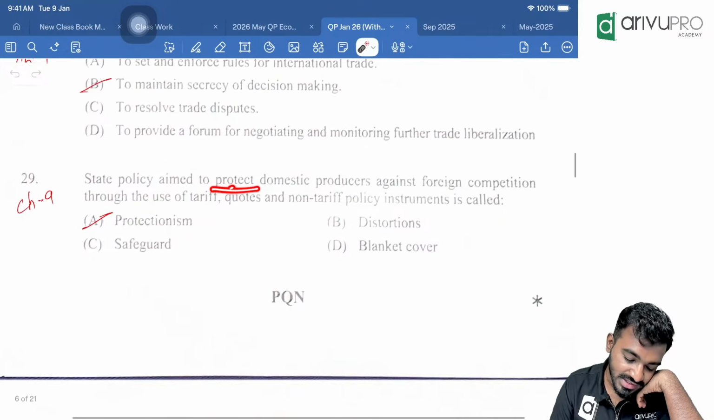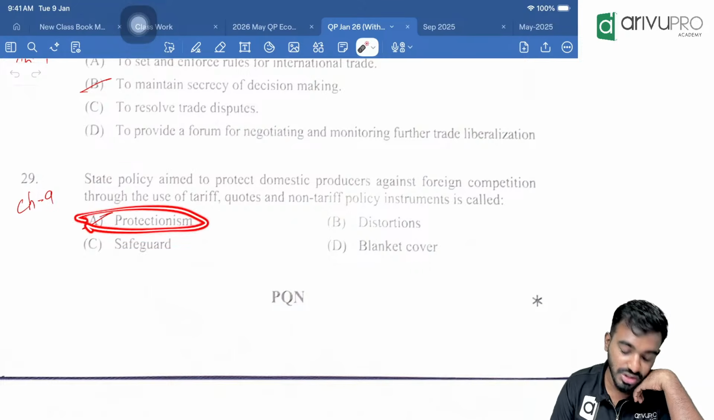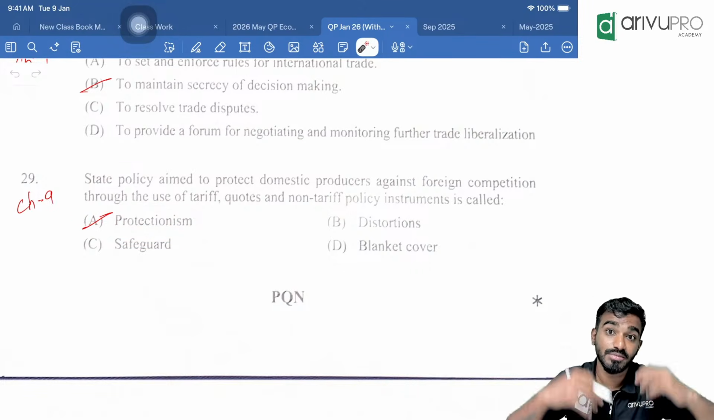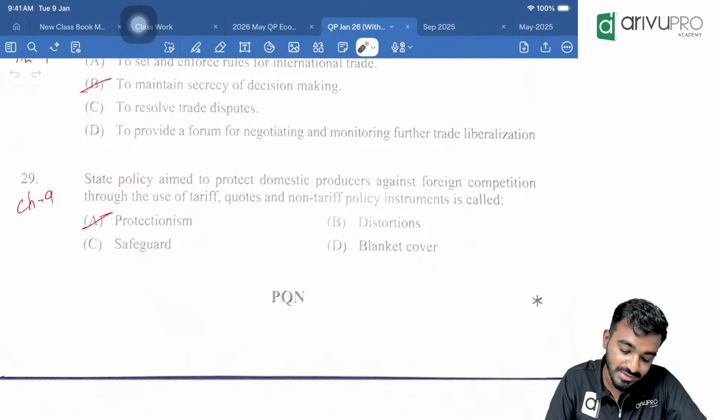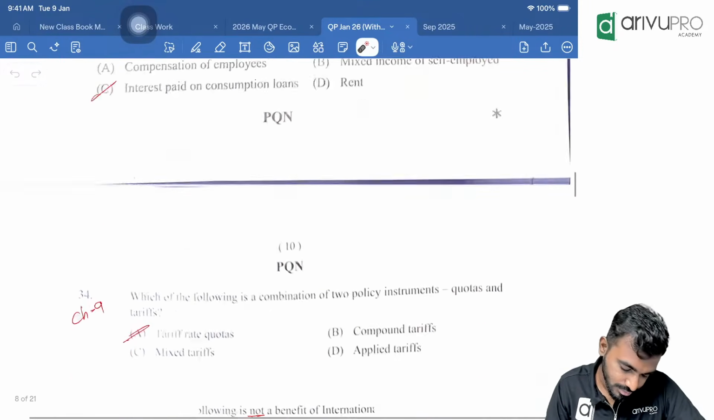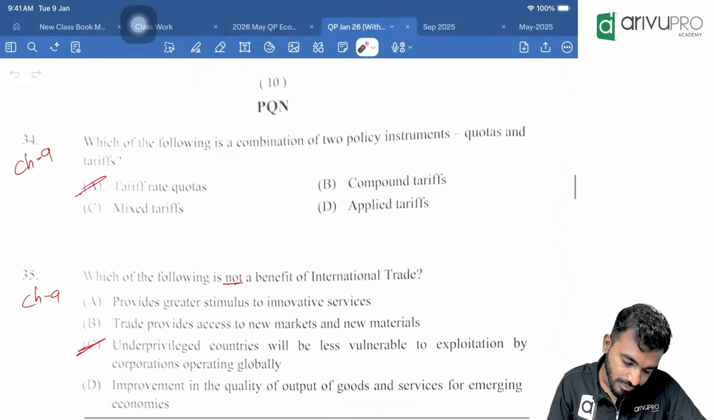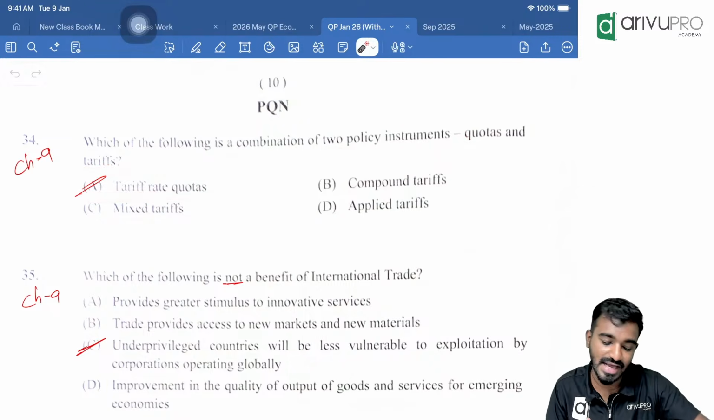Now, state policy aimed to protect the domestic producers against foreign competition through the use of tariff, quota or non-tariff measures is called protectionism. We try to protect our domestic players from foreign competition. So as a state policy, the country's policy is to protect the domestic players. That is called protectionism. That is there in the initial theory part. Okay, which of the following is the combination of both quantity as well as tariff? Tariff rate quota. We have quantity restriction as well as tax restriction.